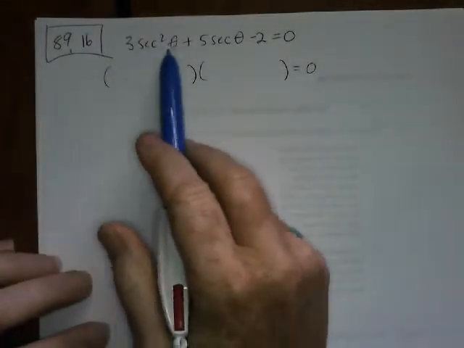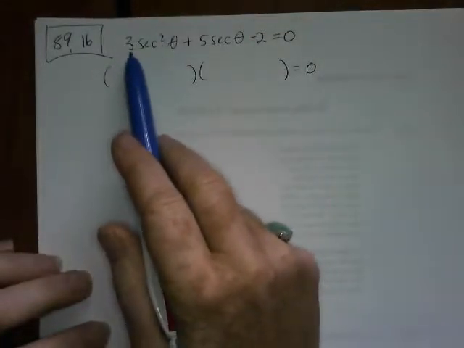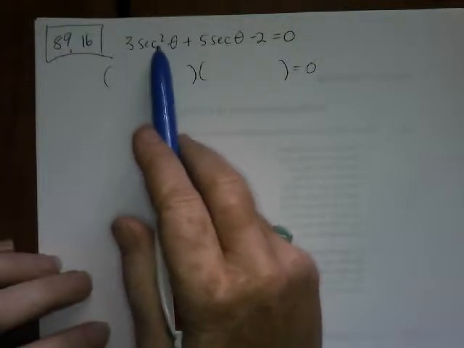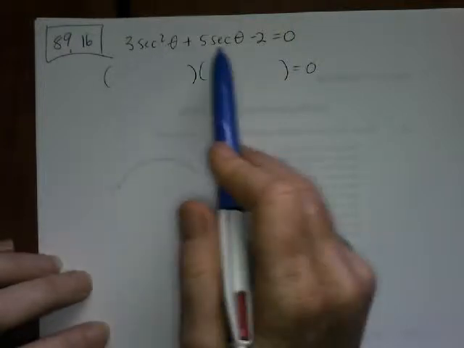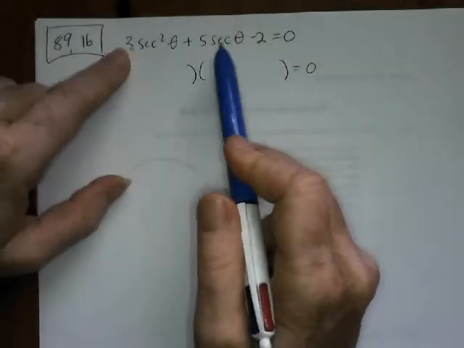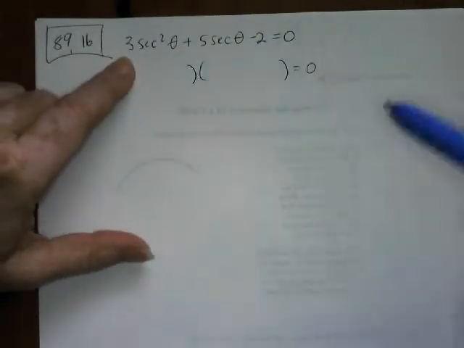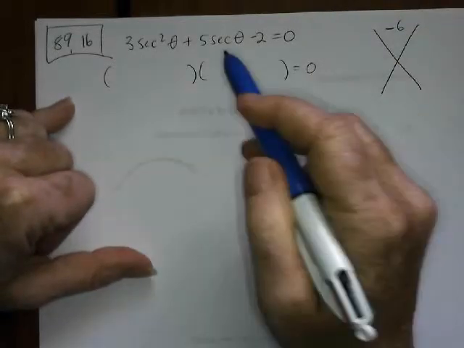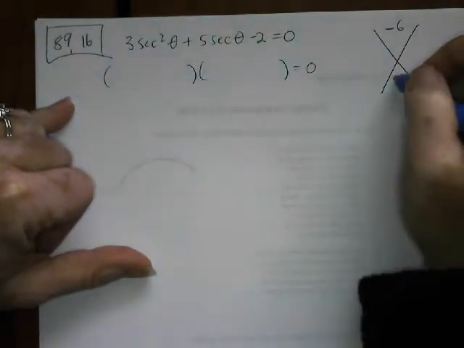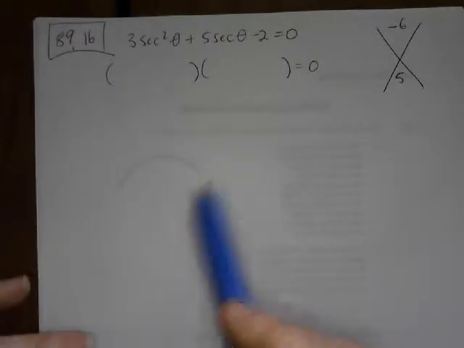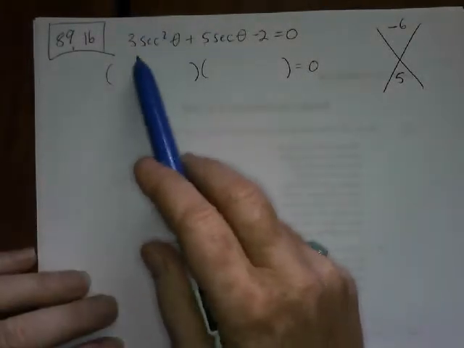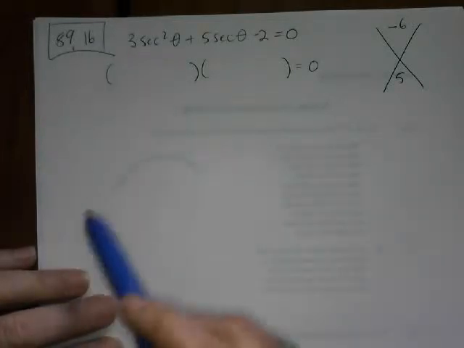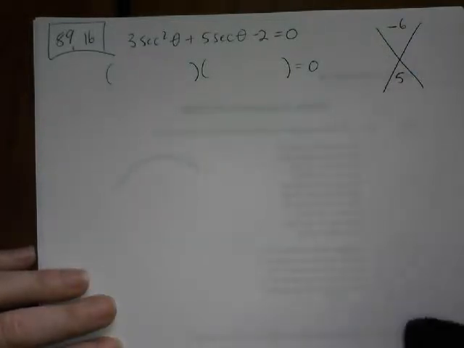So when you factor a quadratic that has a number in front of the squared term, you have to kind of do it the long way. So I have to take the 3 times the negative 2, which gives me negative 6, and that's what I need to multiply to, and I need to add to 5. Okay, so that's different than how we do it when we do it the short way, because we have this number in front of secant squared theta. So what number could that be?